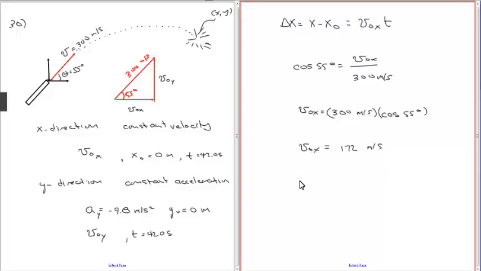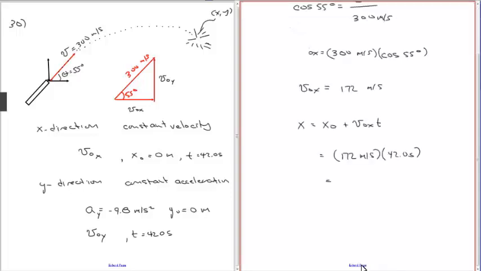So we know x is equal to x0 plus v0x times t. x0 is 0, so it's just going to be equal to v0x, which is 172 meters per second, times the time, which is 42 seconds, 42.0 seconds. We have three significant figures. So 172 times 42, we get 7,230 meters. So that's our x displacement.